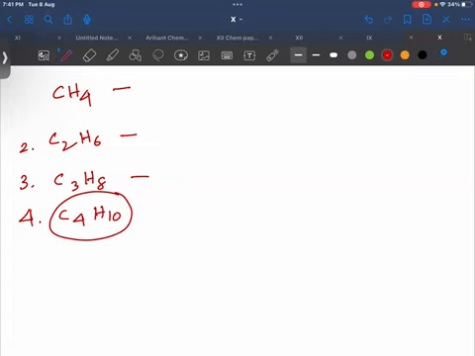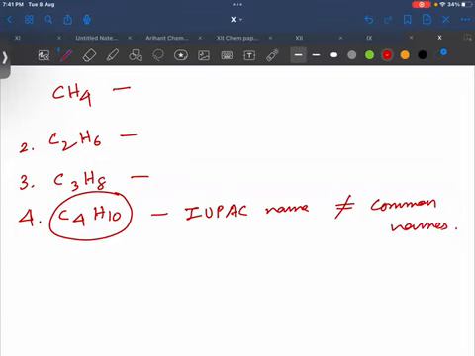Here, IUPAC and common names won't be the same. Can you tell me why? Because quadrant and butane. Why not unane, binane, triane? Because it's not like that in NCERT.